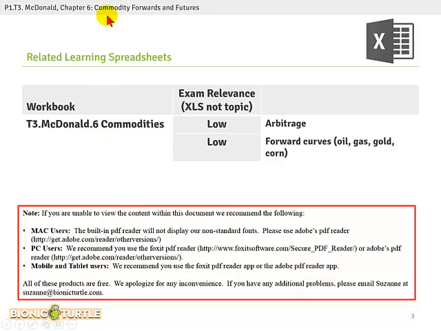The 6 is because it's chapter 6, at least in the second edition here of McDonald. And then that includes two worksheets which illustrate the arbitrage concept, the cash and carry in particular, and then also the forward curves for some of these commodities. So we'll see those snapshots shortly.